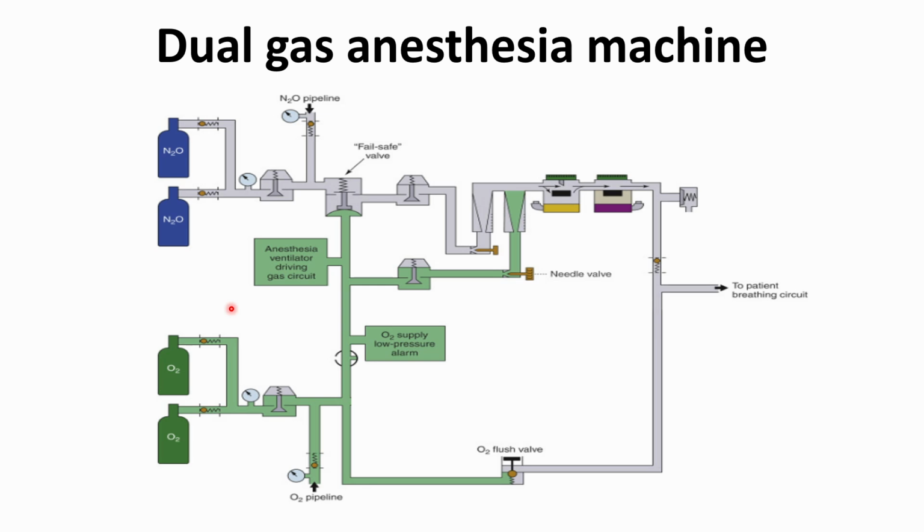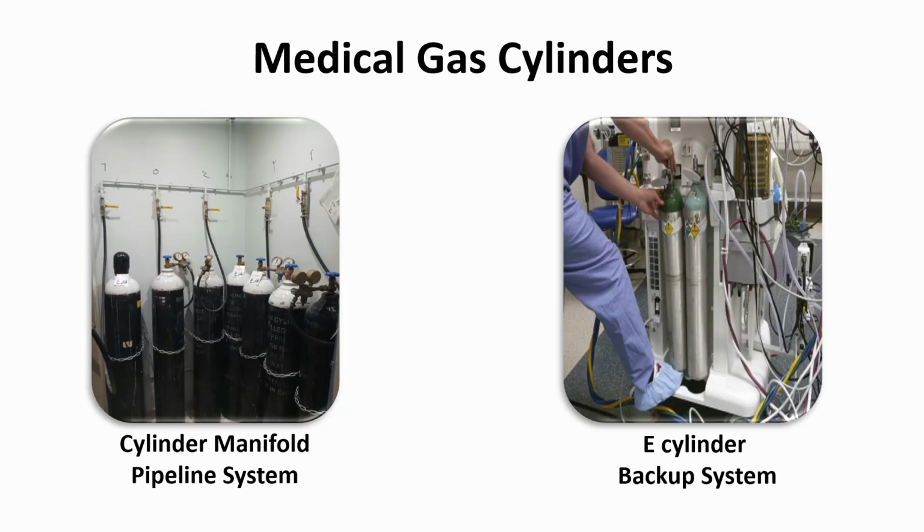But if we are using the cylinders, the cylinders have a pressure of around 2000 psi, and it's regulated before going into the machine through the needle valve or the flow meter, to 14 psi for the oxygen and 26 psi for nitrous oxide. This is regarding the gas delivery, as we know previously.